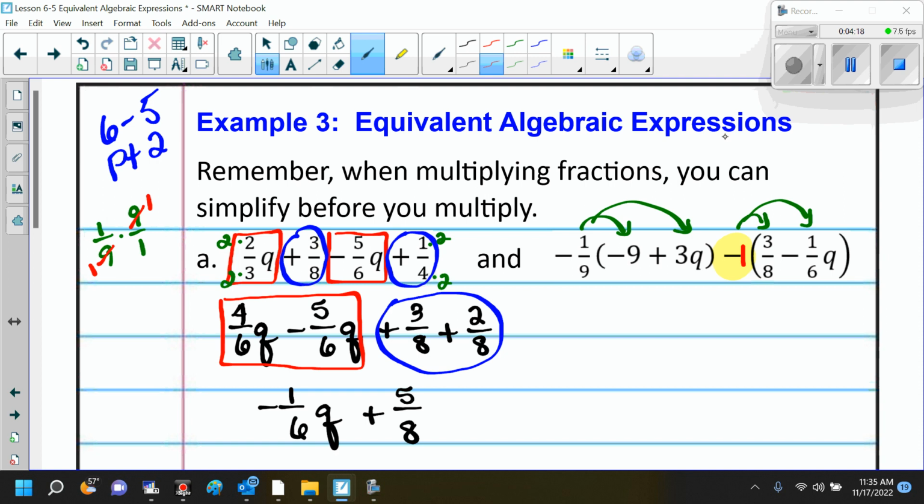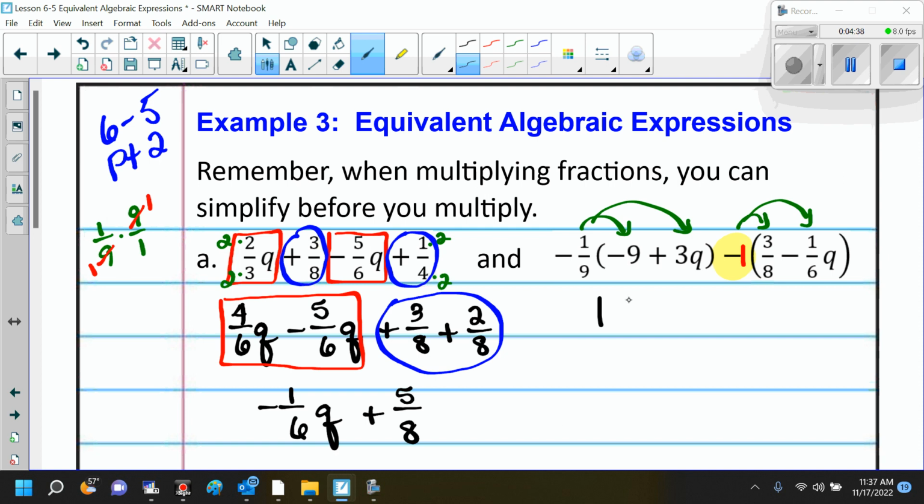Hold on. I'm doing 1/9 times 9 over 1. You guys, that's 9 over 9, which is what? 1. Come on, you guys. Here, negative times a negative is a positive. So this is going to be a positive 1.